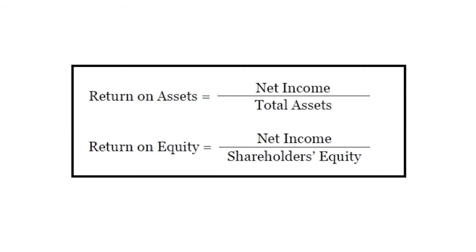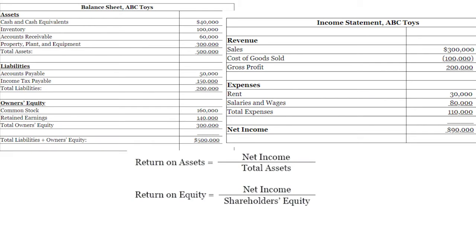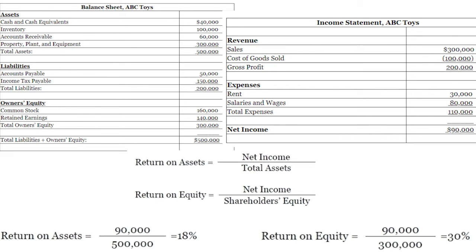By using return on assets or return on equity, you can make a meaningful comparison between the profitability of two companies, even if the companies are of different sizes. To give you an example, using the previous balance sheet and the income statement that you see right now, we can calculate the following profitability ratios of ABC Toys.